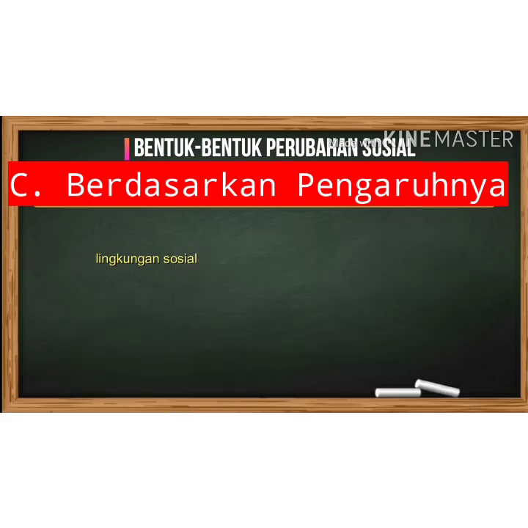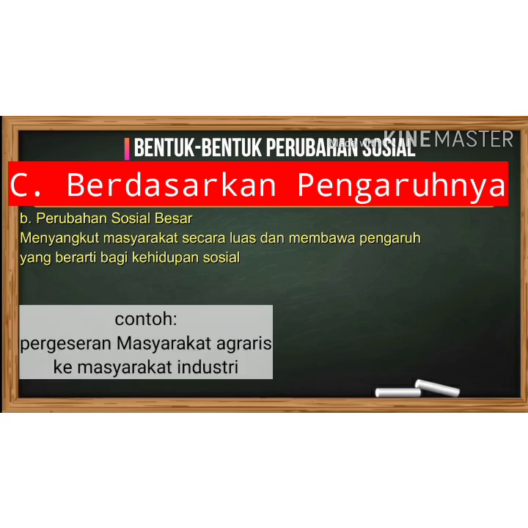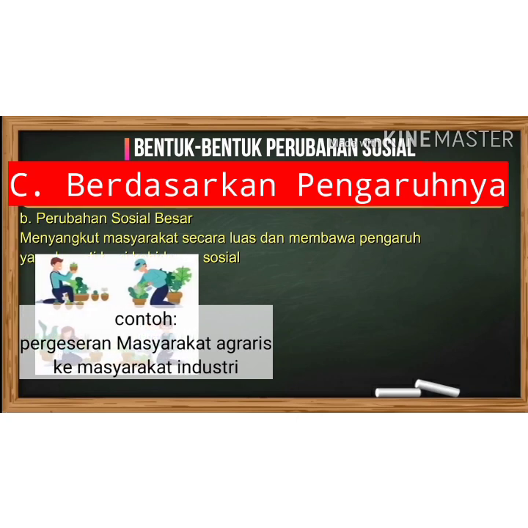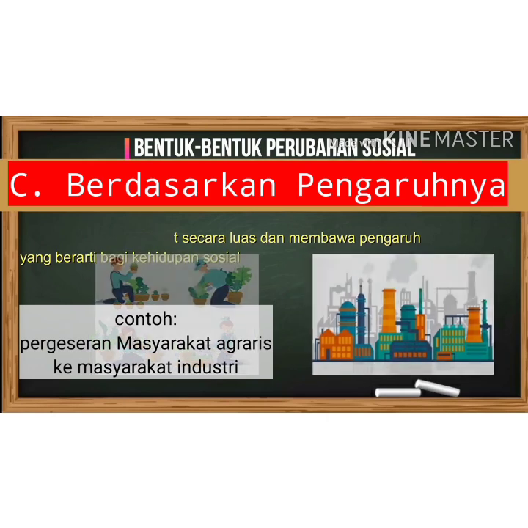B. Big social change. If small social changes do not involve all elements of society, it is different from large social changes, which involve society at large and have a significant impact on social life. For example, a major social change is the shift from an agrarian society to an industrial society.